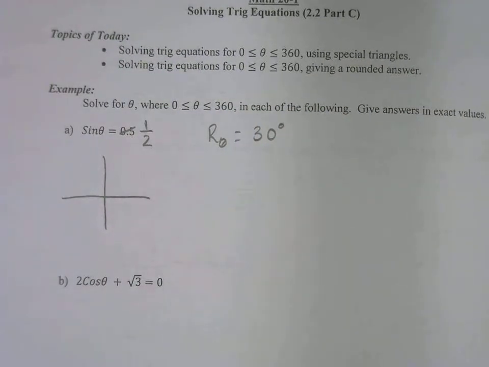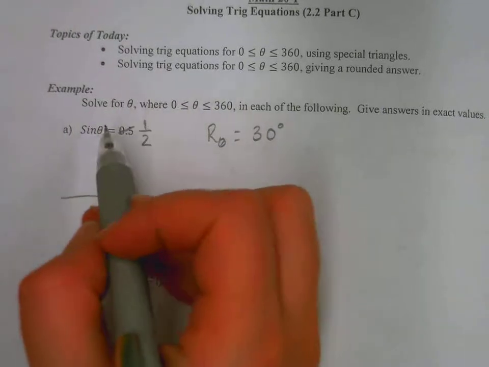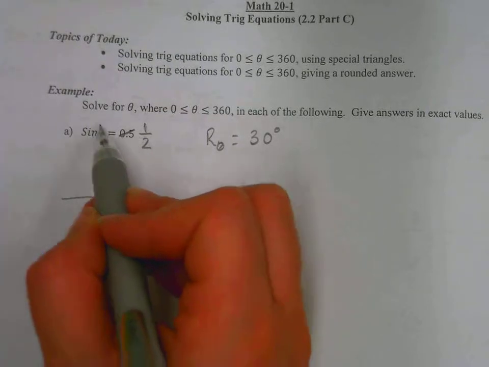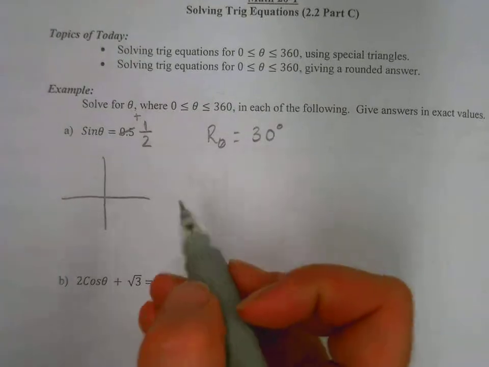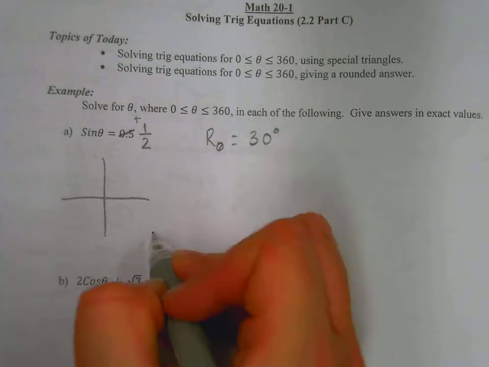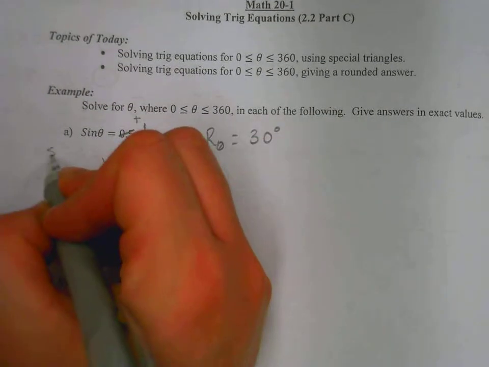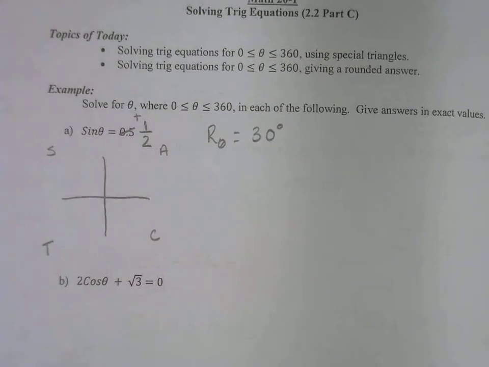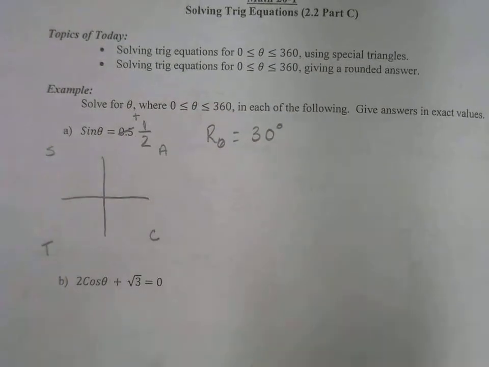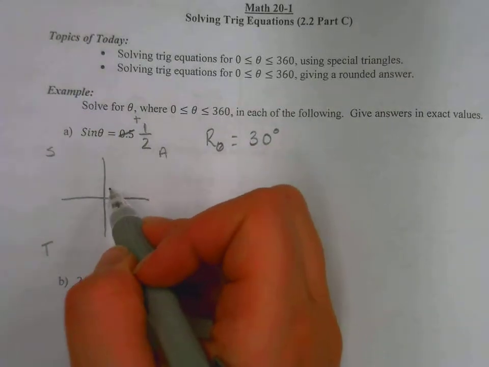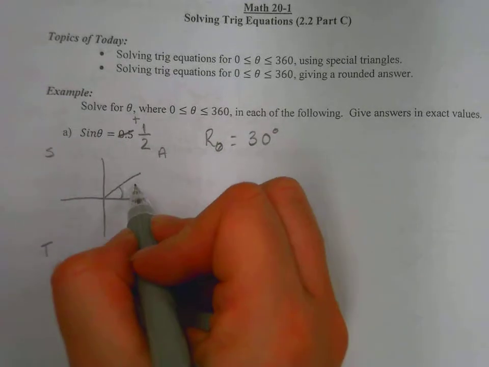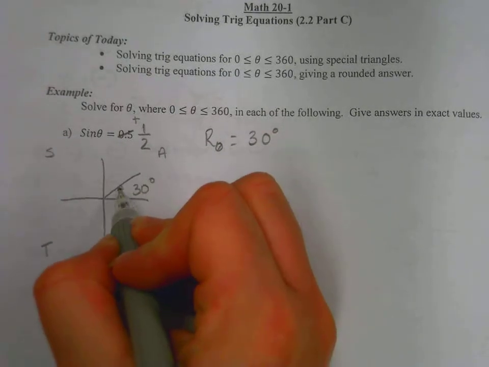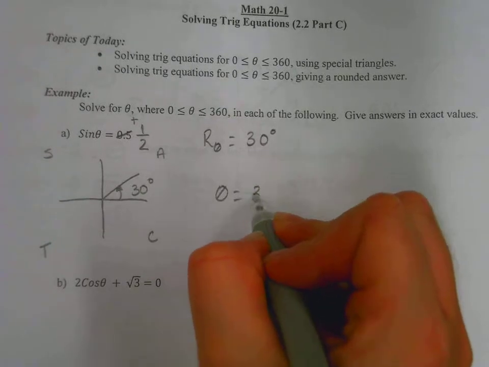All right, now I want to draw this on my coordinate grid to determine my actual solutions. I'm going back to my equation, and it says sine of theta is equal to a positive 1/2. I'm going to use my CAST rule to determine in which quadrants my sine ratio is positive. That occurs in quadrant 1. So one of my solutions is the same as my reference angle. This is my first solution for theta.